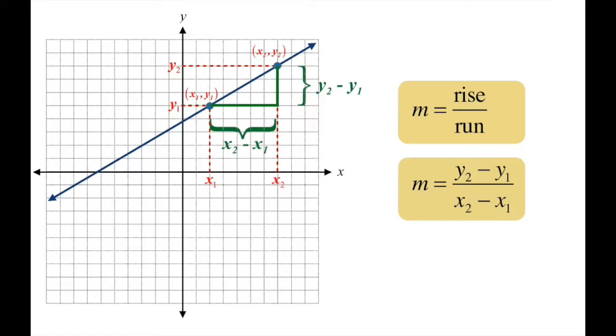y2 take y1 on x2 take x1 is the formula you use if you want to just algebraically find the gradient when you know 2 points and you really don't want to draw the diagram.